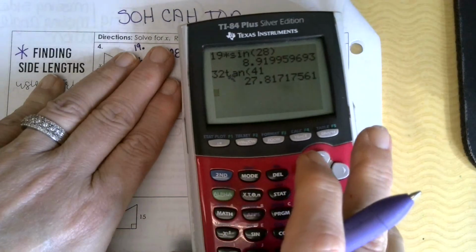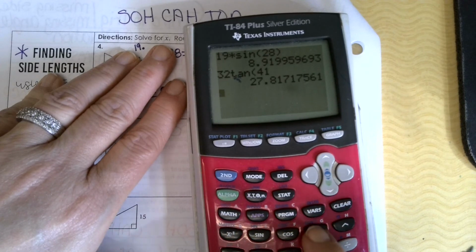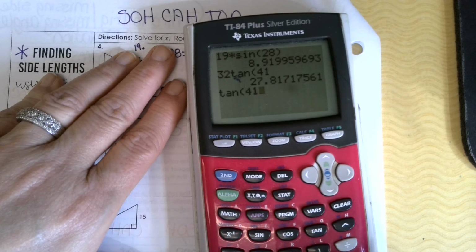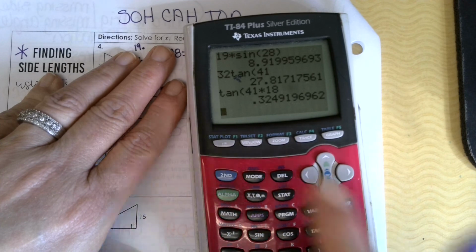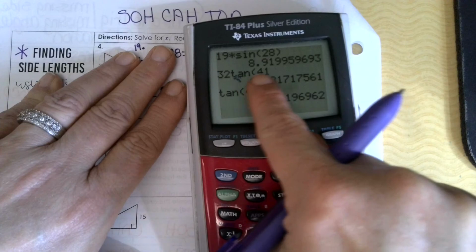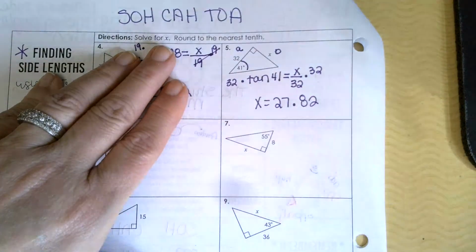Now, something you don't want to do is type in tangent 41 times 18 like that, because it's assuming you're multiplying the 41 times 18 and then taking the tangent of it. It's not going to give you the right answer. So be very careful about that. Make sure you know that this has to be completely separate from this.